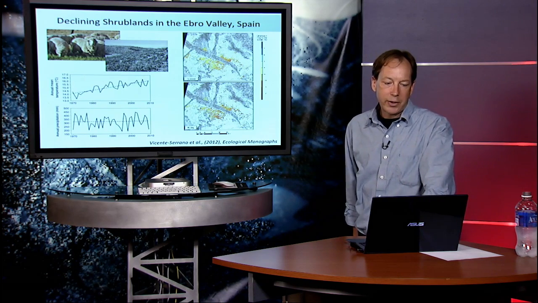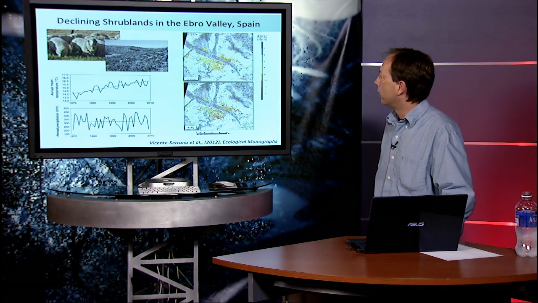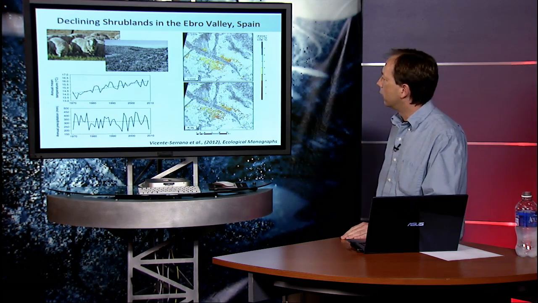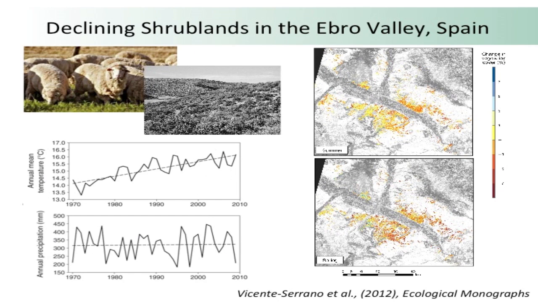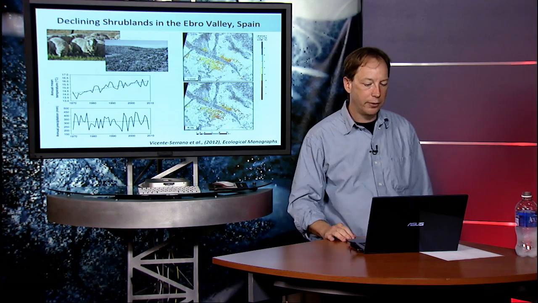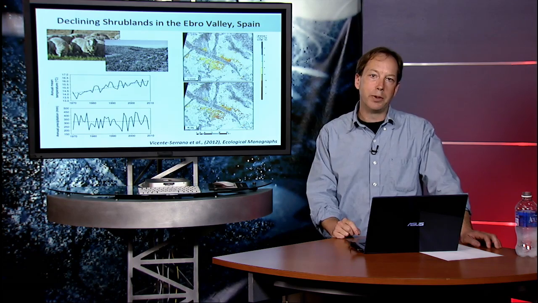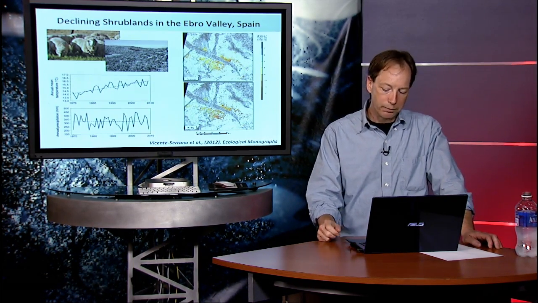So these types of studies have been carried out elsewhere as well. This is another semi-arid example from the Ebro Valley in Spain that was published by Vicente Serrano et al. a couple of years ago. And here they're looking at declining shrublands in the Ebro Valley. They note that temperatures have been increasing steadily over the last 30 or 40 years. Precipitation really hasn't changed that much. It's been sort of bouncing up and down, but there isn't a clear trend. But because temperatures are increasing, there's greater evaporative stress, and that is probably leading to the decline in the shrubland area that they report.